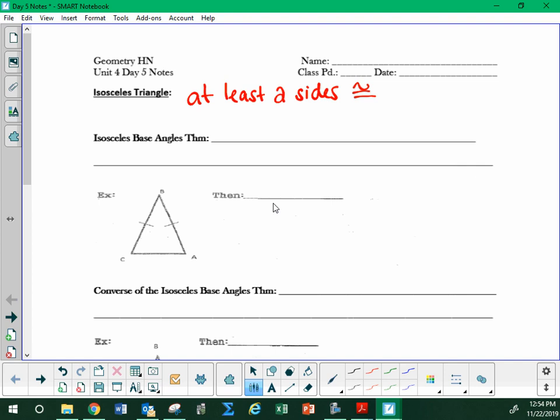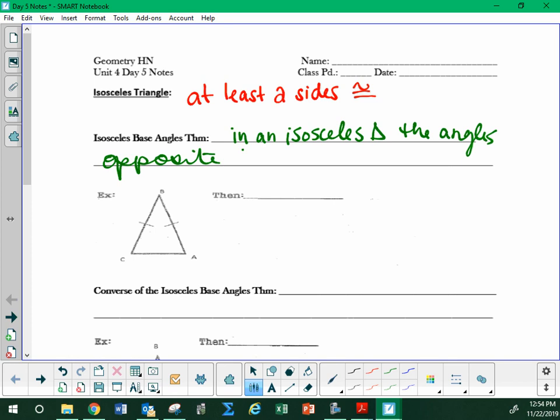But our isosceles base angles theorem, we start off knowing it's an isosceles triangle, which again, two of the sides are congruent. What we get from here is that we have the opposite angles are also congruent. So in an isosceles triangle, the angles opposite the congruent sides are congruent.